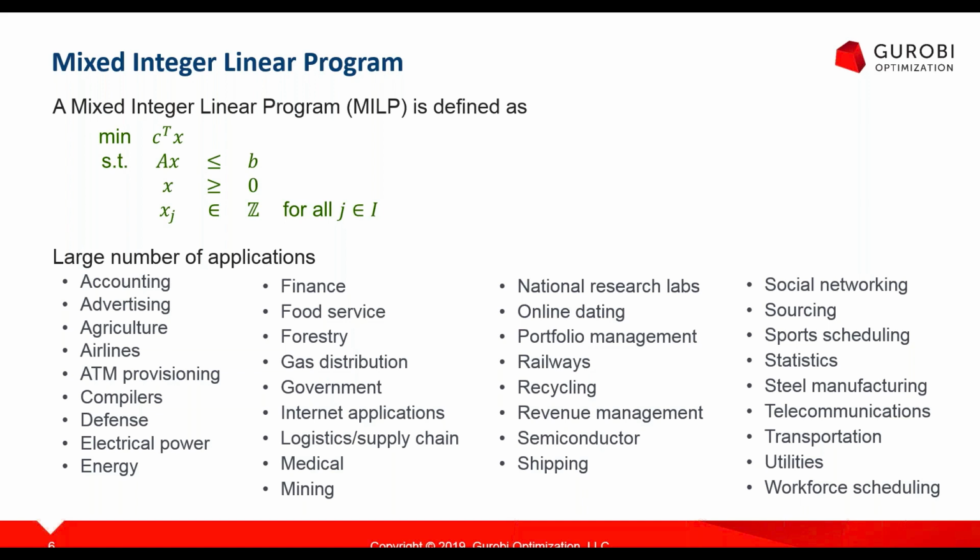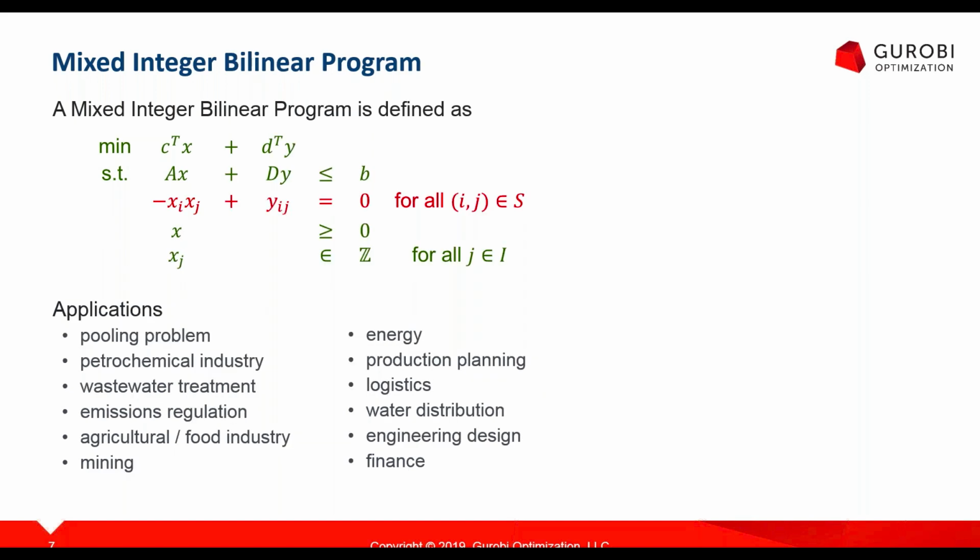And here is another class of problems that we are interested in today, and this is called a mixed integer bilinear program. This is almost the same as a mixed integer linear program, but here we have another set of variables that are called y in the slide, which also have linear objective function coefficients d, and they also participate in the linear constraints with this coefficient matrix capital D.